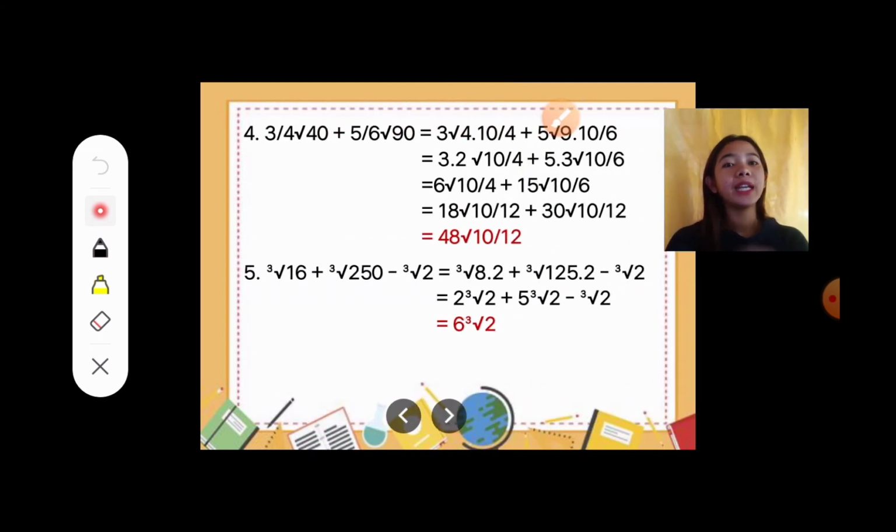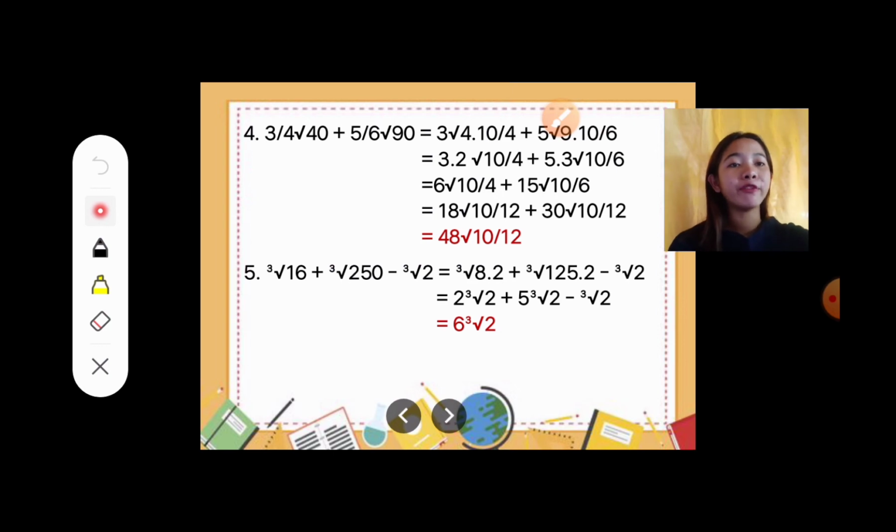Next example, 3 over 4 square root of 40 plus 5 over 6 square root of 90. They have a different radicand, so we make the radicand the same. So we have the square root of 40. It is not a perfect square, so we need to factor. So we have 3 square root of 4 times 10 over 4 plus 5. The square root of 90 is not a perfect square, so we need to factor also. So we have 5 square root of 9 times 10 over 6.